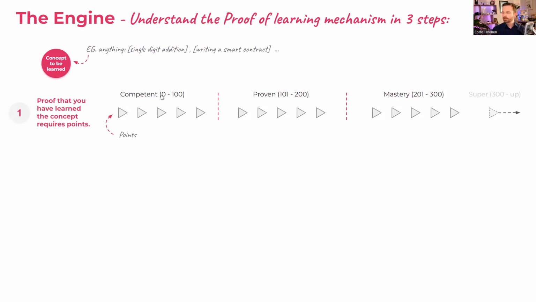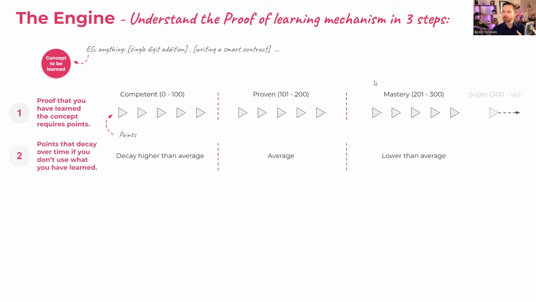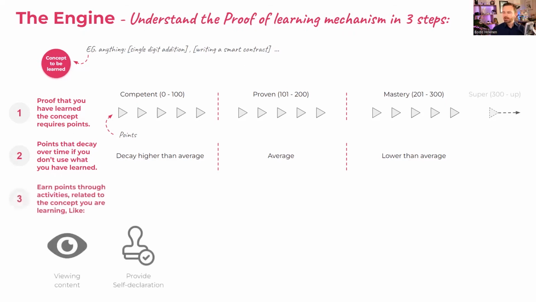And these points are segmented into 3 stages. You have competency points, proven points, and mastery points. However, the points you earn decay over time based on how you learned them. And so if you've learned something 2 years ago and you haven't touched it since, those points may have decayed, and that's important. Thirdly, earning points is done through multiple different activities.